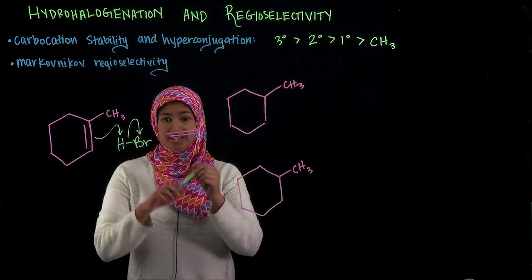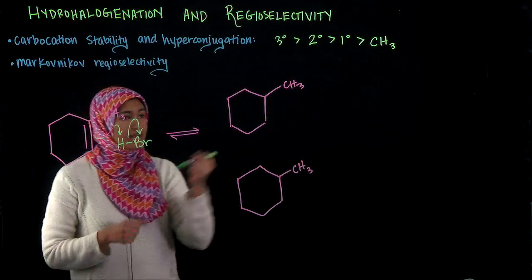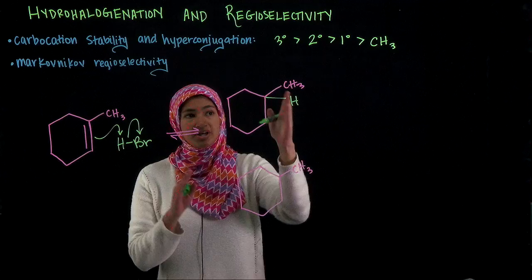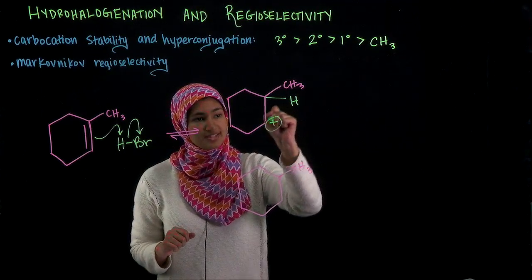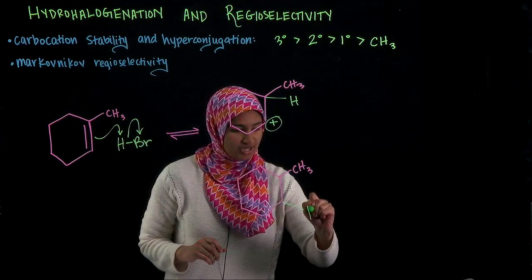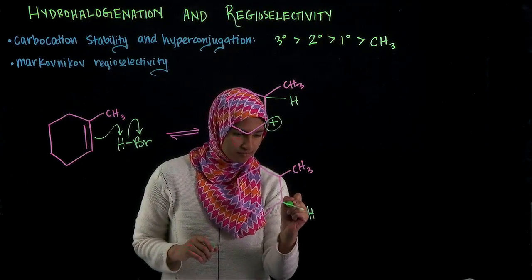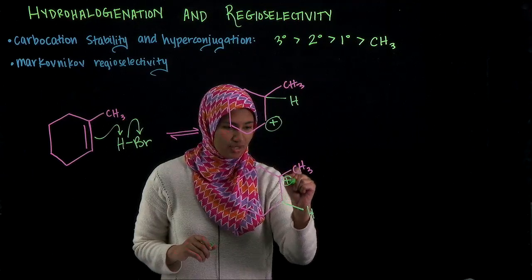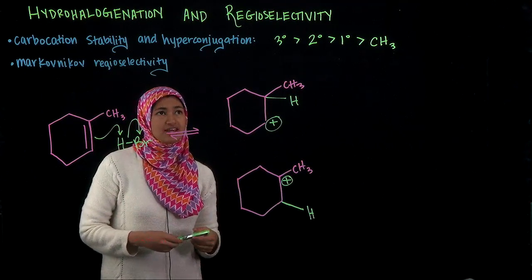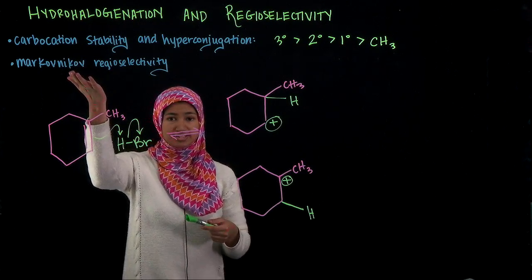For the first intermediate, we can have this hydrogen addition at this side of our double bond, producing this carbocation. And for the second option, we add our hydrogen at this point, producing this carbocation intermediate. So now this brings us to the idea of Markovnikov regioselectivity.